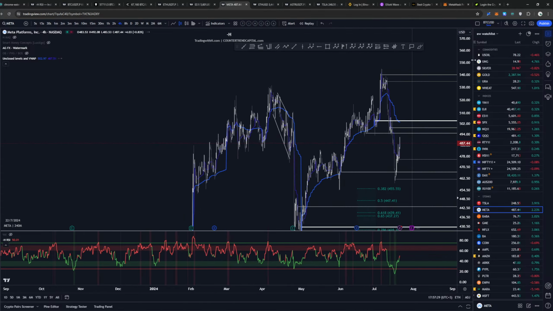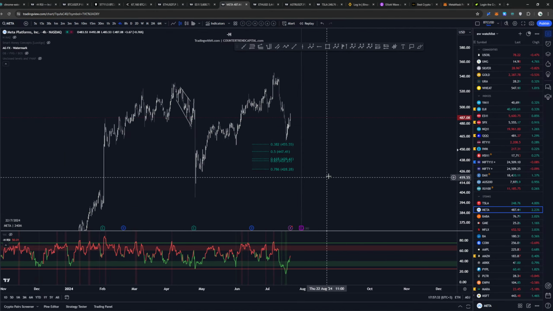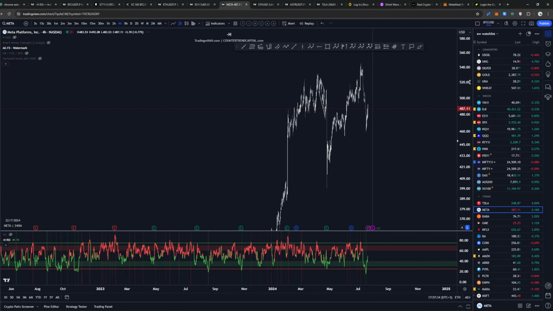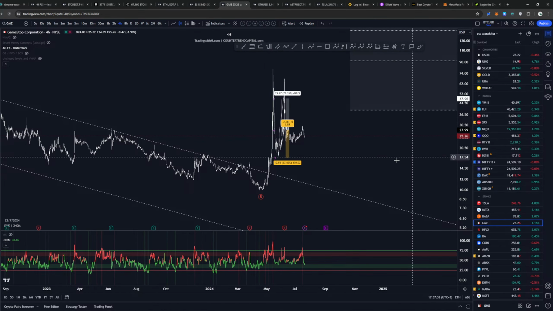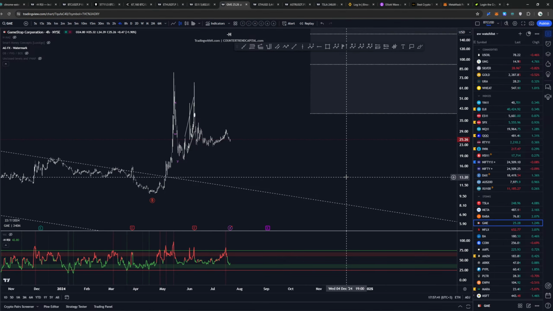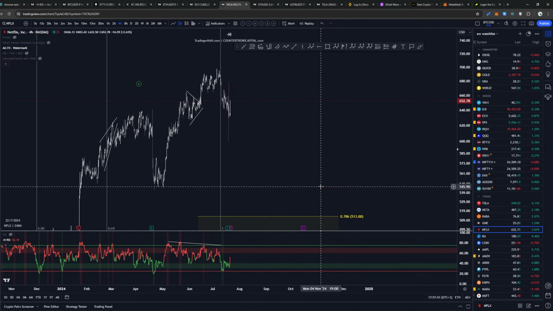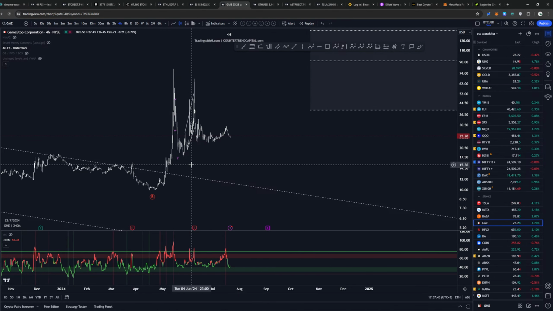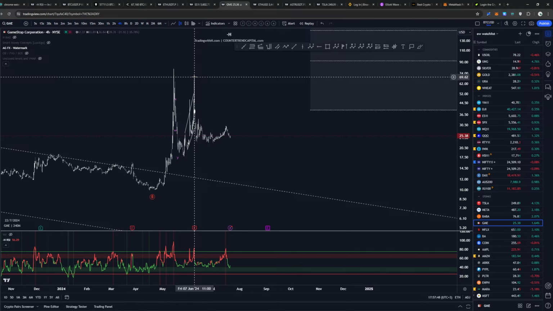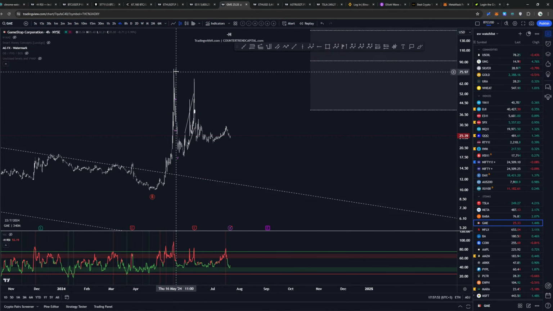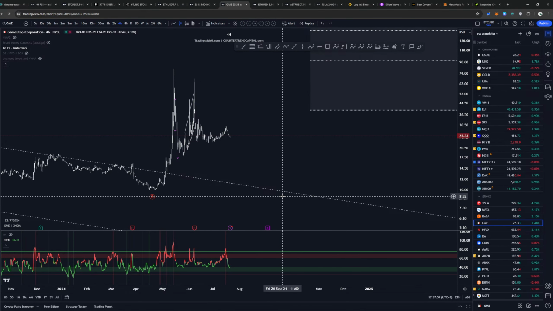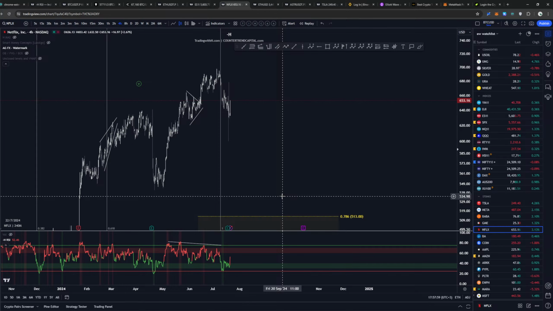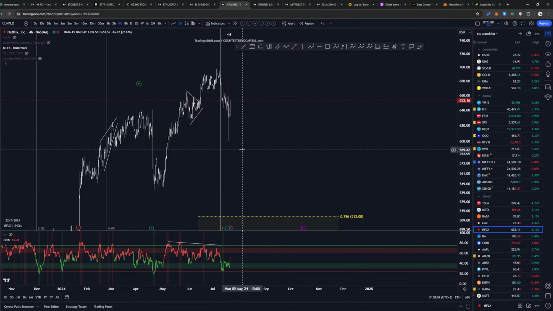Let's see, what else do we have? Really not looking too good, that one. GME, very sideways. With the pump and dumps, it retraces, gets back into that 50 to 75% of the previous high, and then it just continues to dump. That is very common if you've looked into those.